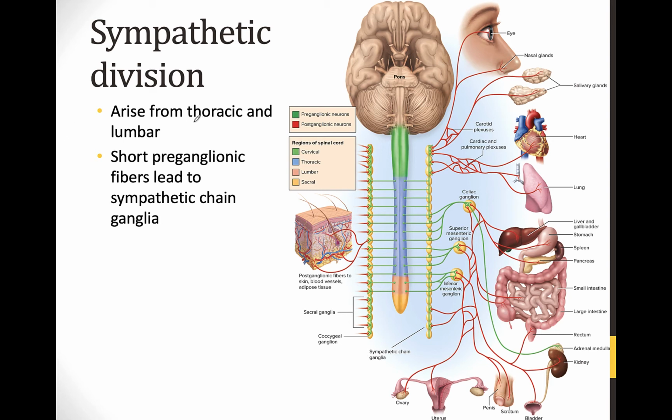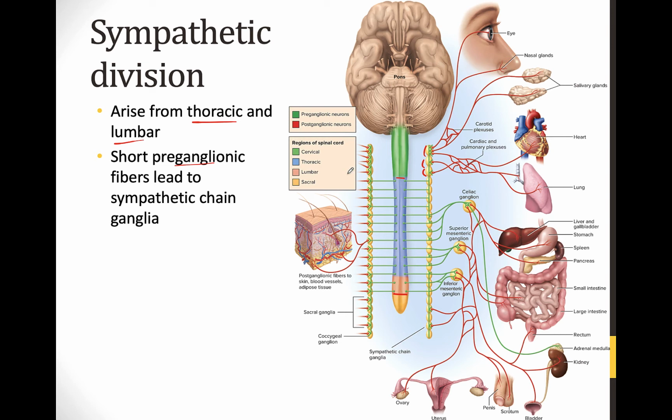These are going to come from the thoracic and lumbar. So this is sometimes called the thoracolumbar division. Regions of the spine, so from T1 all the way down to L5. These have short preganglionic fibers that are myelinated, and they typically synapse very close to the spine. So next to the spine, we have the sympathetic chain ganglion, and that's this yellow feature running up and down both sides of the spinal cord.